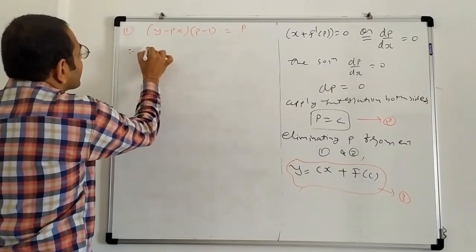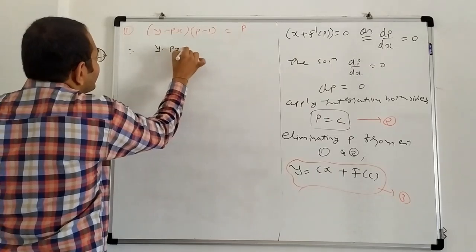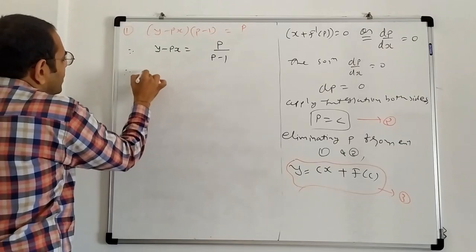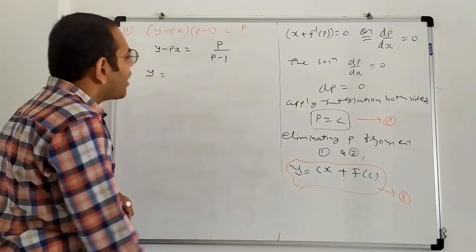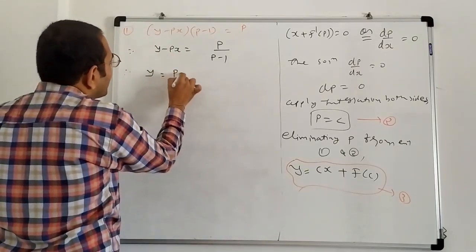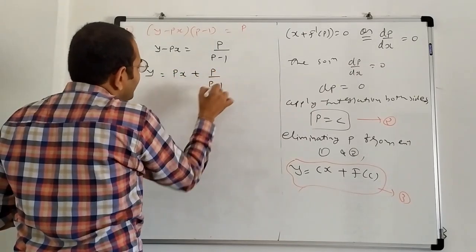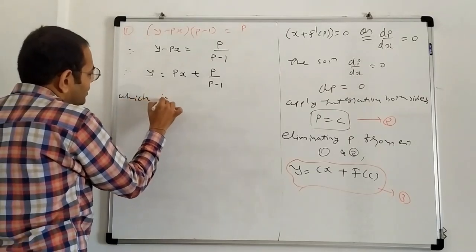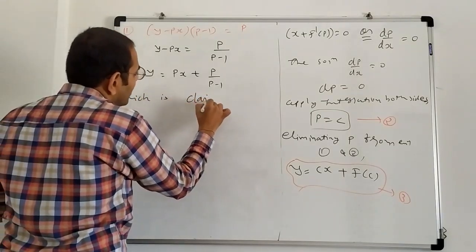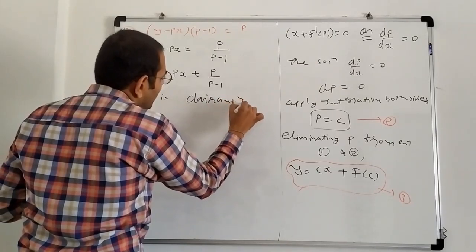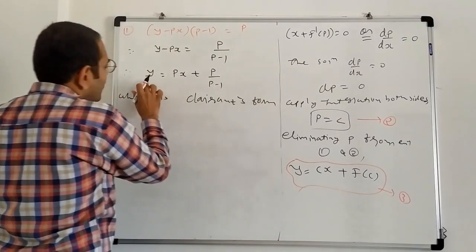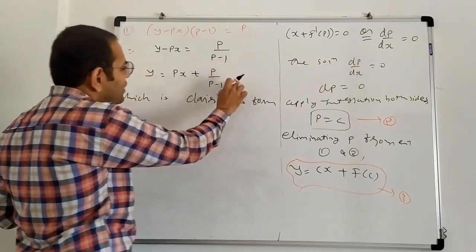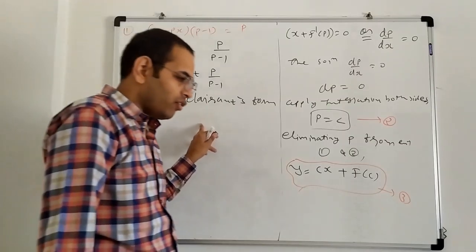First, y minus px equal to p upon p minus 1, to make y the subject, y equal to px plus p upon p minus 1, which is Clairaut form. Y equal to p x plus f of p, that is a function of p, which is in Clairaut form.